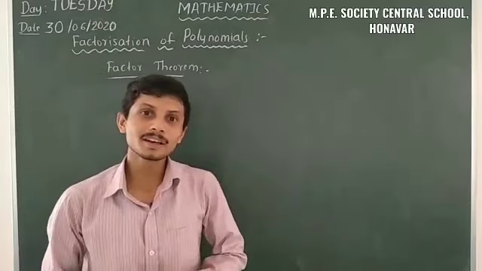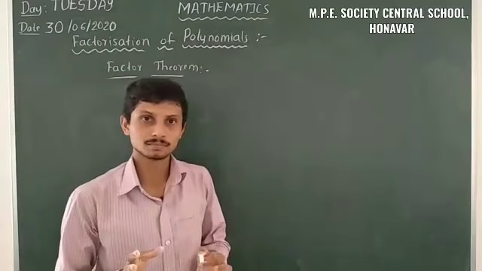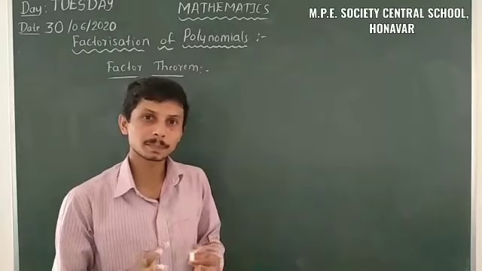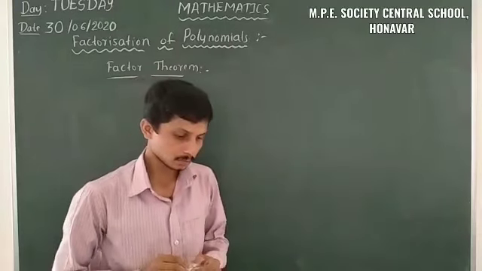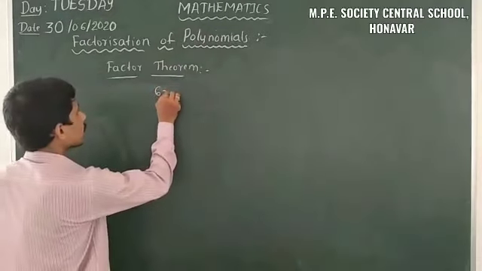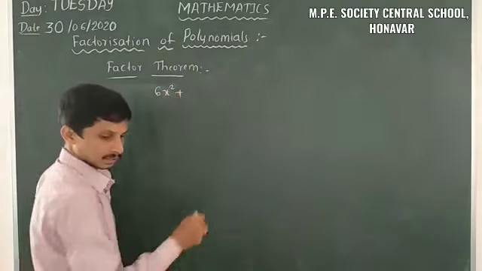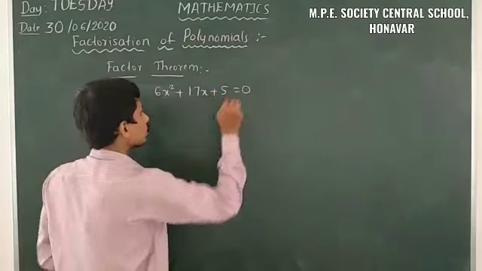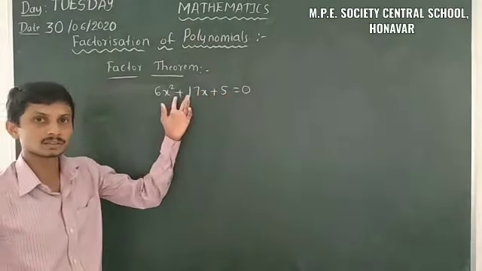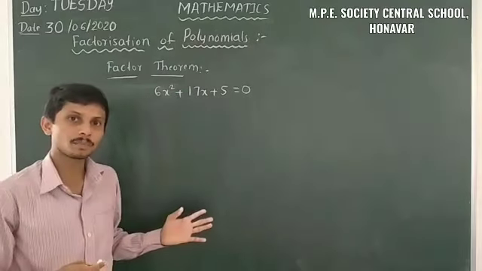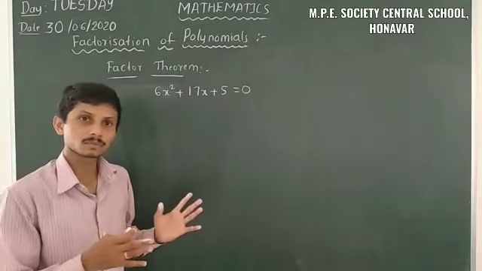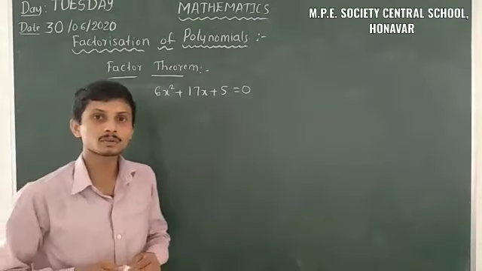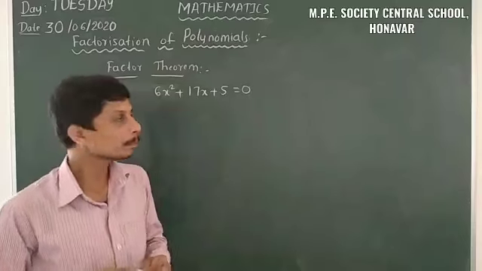I thought you were already aware of splitting of the middle term. So let us go with the splitting of the middle term by taking one example. For example, 6x square plus 17x plus 5 is equal to 0. We have to split the middle term. After splitting the middle term, we have to take common factors from both sides and equate with 0.